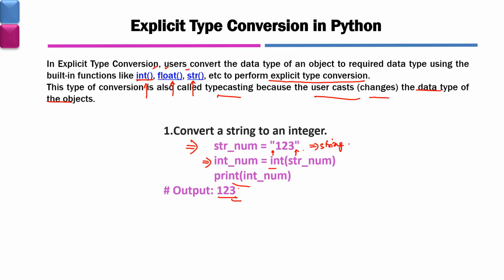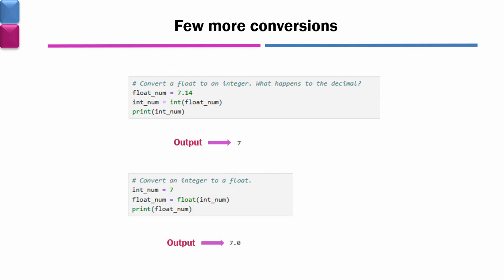Let's see some more conversions. Suppose I want to convert a float to an integer, as I was telling you, and suppose the float number value is 7.14. I'll write int num equals int of float num. Then the output will be 7. You can see what happened to the decimal: it is truncated. That means there will definitely be some loss of information, but if I want the integer form of this floating point number, then you have to make use of the int function and do explicit type conversion like that.